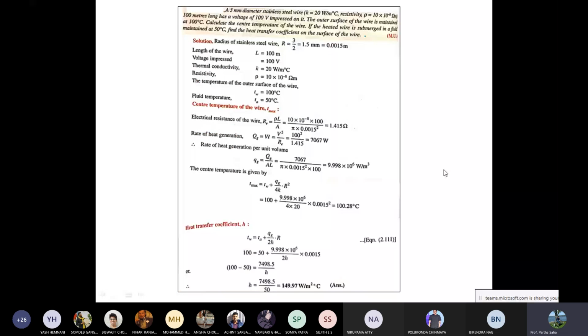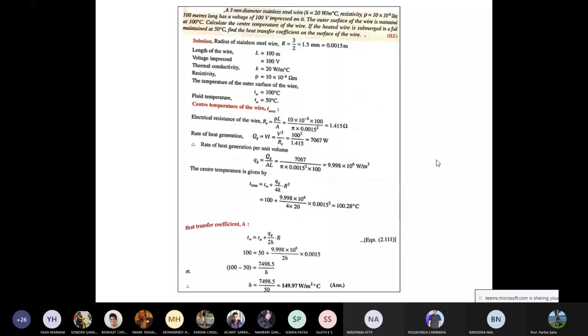A 3 millimeter diameter stainless steel wire. Thermal conductivity K is given as 20 watt per meter C. Resistivity is given. The wire is 1000 meter long and has a voltage of 100 volt impressed on it. The outer surface of the wire is maintained at 100 C. Calculate the center temperature of the wire.